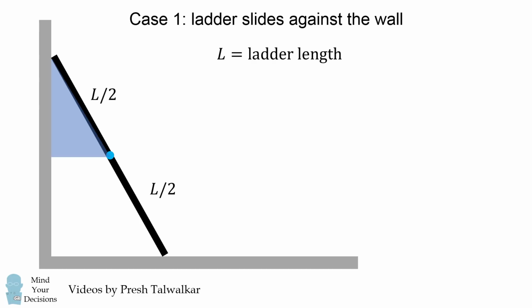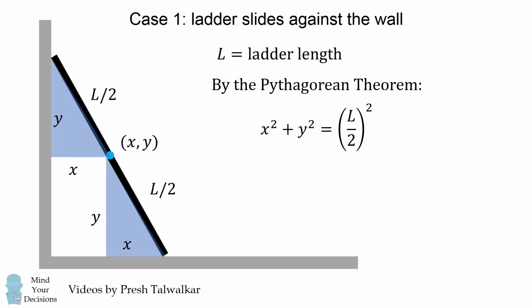Now consider these two right triangles. Because they have the same angles and their hypotenuse has the same length, these two right triangles are congruent to each other. So they will have x as their horizontal length and y as their vertical length. Now the midpoint will be (x, y) in a coordinate system. Now looking at either triangle, we can use the Pythagorean theorem to get x squared plus y squared is equal to the quantity L over 2 squared.